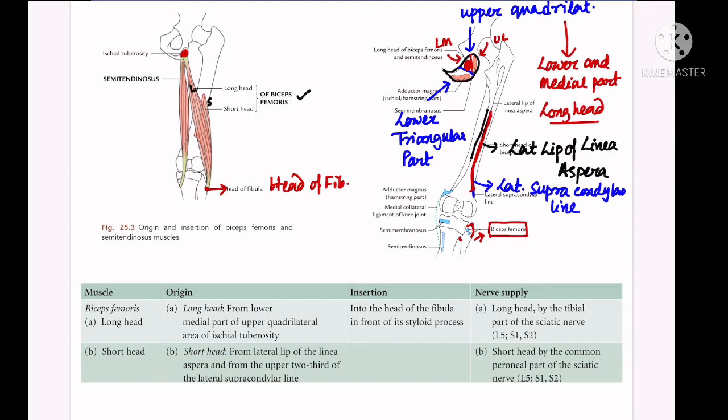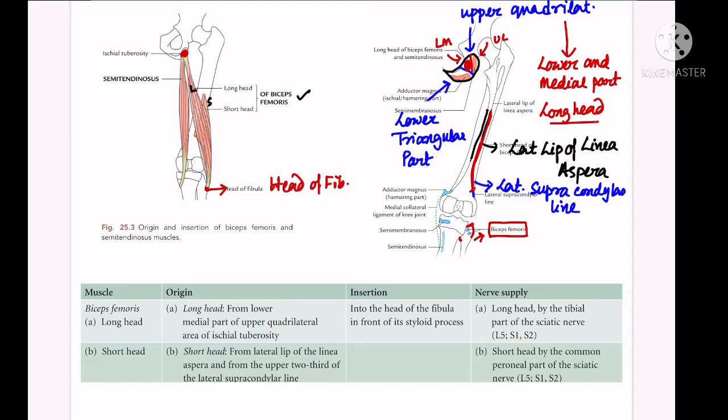And this short head, after its origin, fuses with the long head and inserts into the head of the fibula in front of the styloid process that I have already mentioned. So both the heads, though they originate differently, are inserted into the head of the fibula.